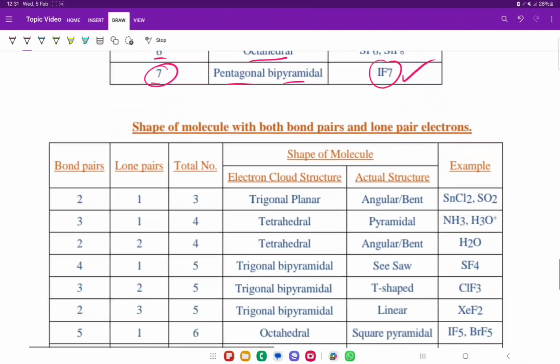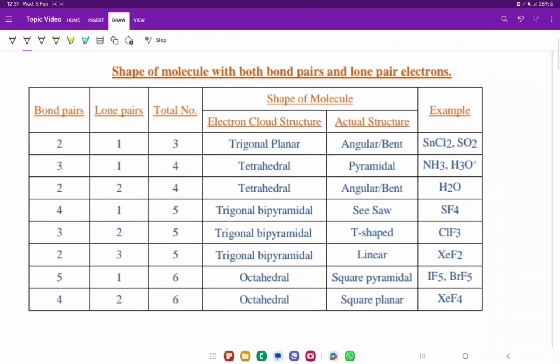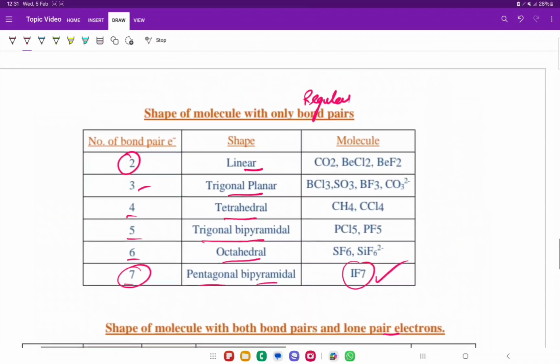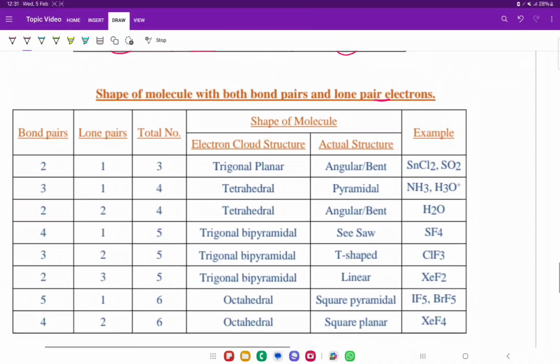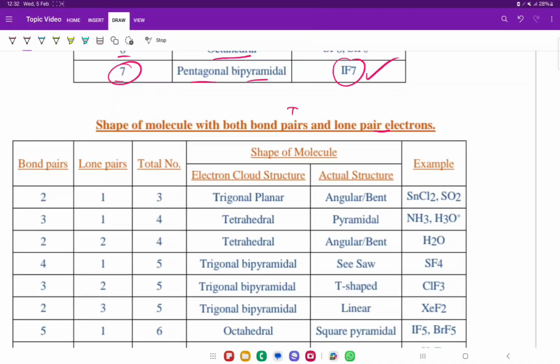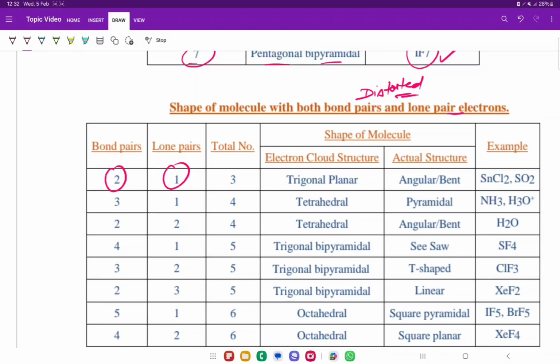Okay. Now, shape of molecules with bond pairs and lone pairs both. This was on the basis of bond pairs only, which is a regular geometry. Now, if a molecule has bond pairs and lone pairs both, I call it distorted geometry. If the bond pairs are 2 and 1 lone pair, that is a total of 3 electron clouds, the electron cloud structure will be trigonal planar. This is the important thing. We should always remember the difference between electron cloud structure and actual structure. Actual structure depends on the bond pairs being repelled by lone pairs, whereas the electron cloud structure depends on the total number of bond pairs and lone pairs.